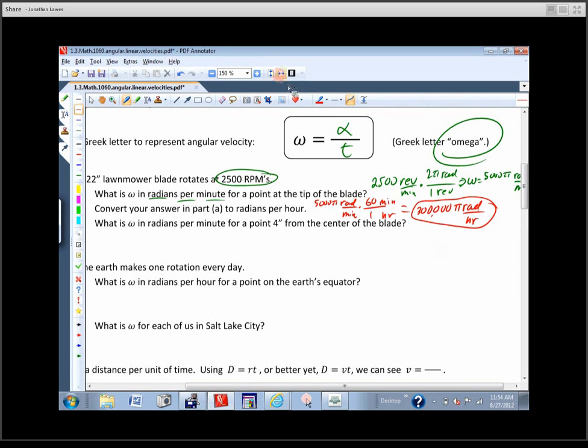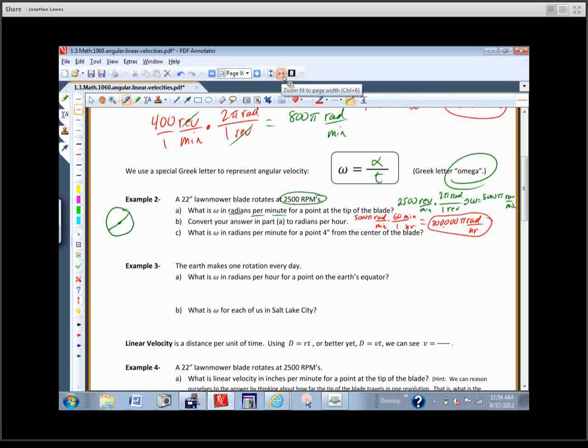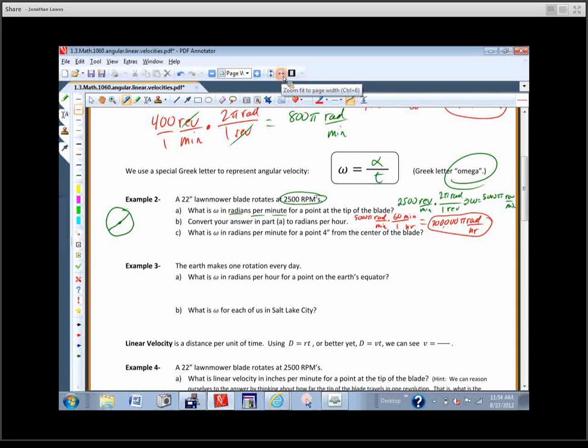Okay. So let's take a look at the next question and think about that for just a second. What is omega in radians per minute for a point that's 4 inches from the center of the blade? Anybody know? It's exactly the same, isn't it? Okay? So it's going to be 5,000 pi radians per minute.